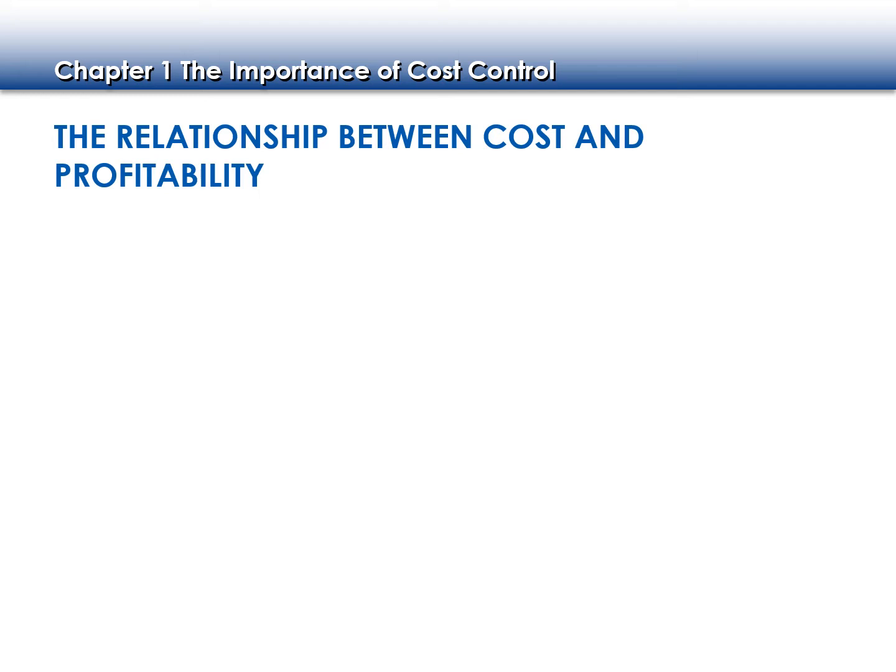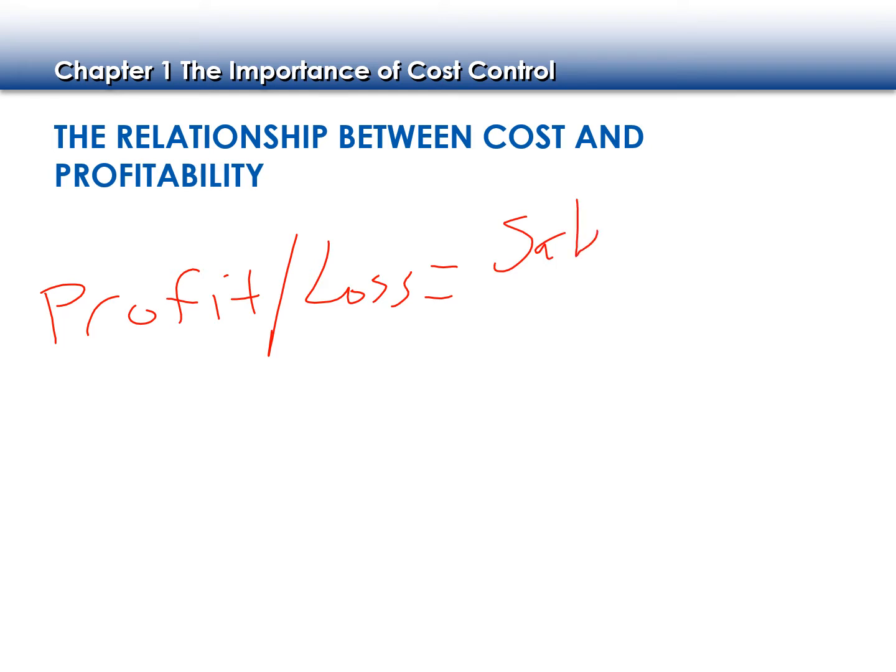All right. Basic math. The relationship between cost and profitability. We've talked about that already. What is that formula for profit and loss? Profit and loss equals sales minus our expenses. So our profitability equals our sales minus our expenses. That's the basic relationship between our cost and our profitability. If we can control our costs and keep our costs low, then our profit should increase.